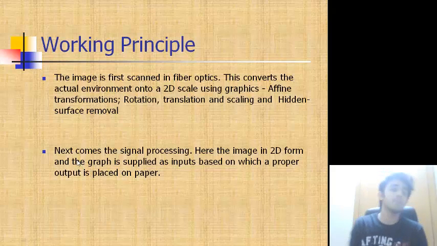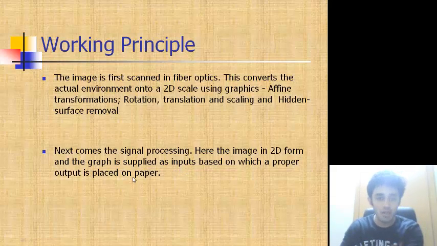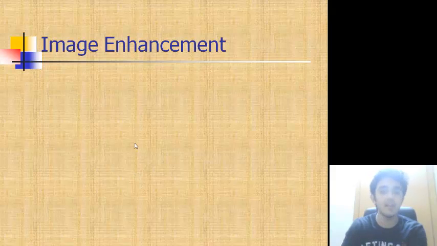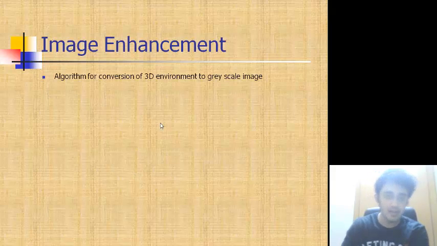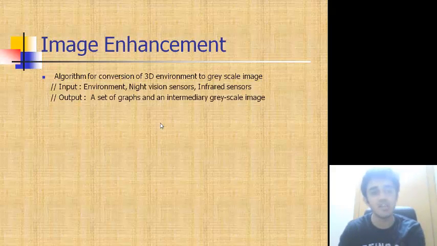The next step is the signal processing. Here the image in 2D form and the graph are supplied as inputs, based on which a proper output is placed on paper. The graph supplied as input here is nothing but a graph of the electrical impulses and the thermograph, as I explained in the thermal imaging. The proper output on paper is the final heat image that has been delivered by the night vision device. So here is a small pseudocode for the image enhancement technique.